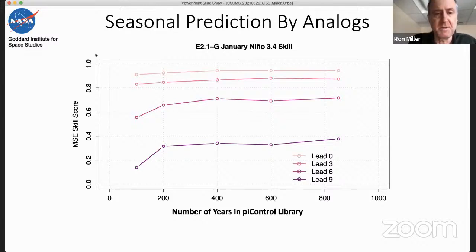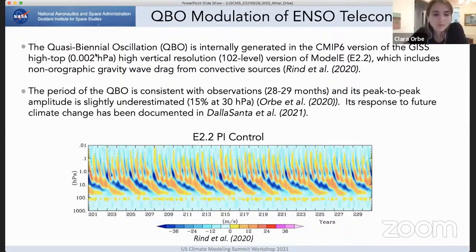So at this point, I'm gonna pass the mic to Clara, who will talk about the QBO and predictability. Great, thanks, Ron. I hope you can hear me. So I'm going to switch gears just a little bit.